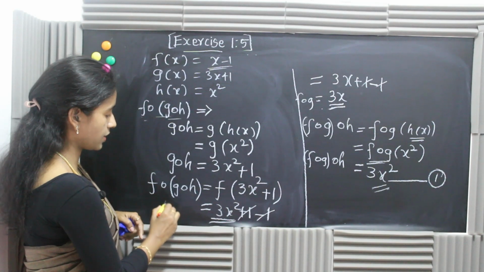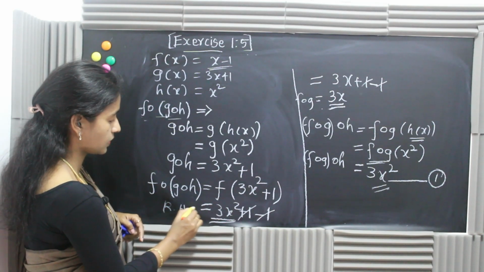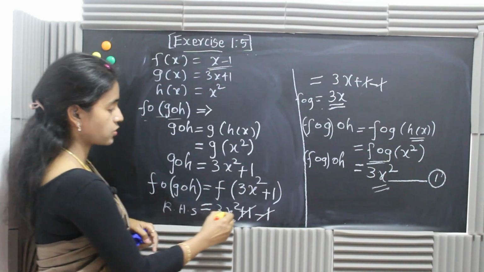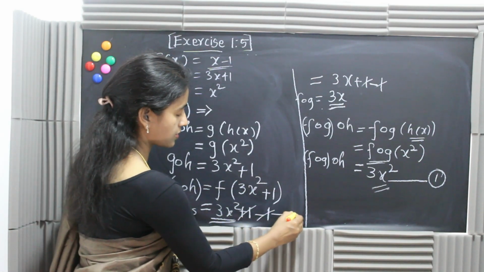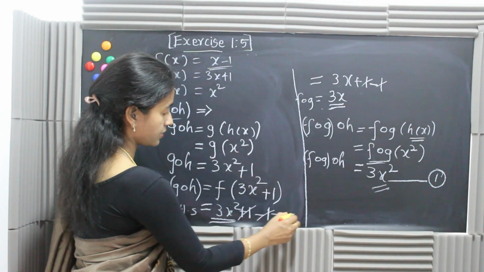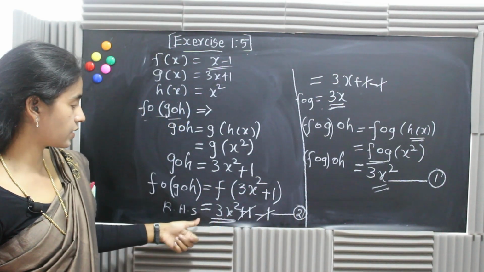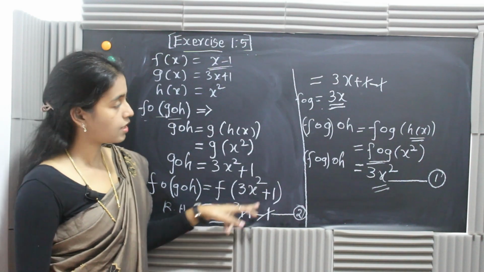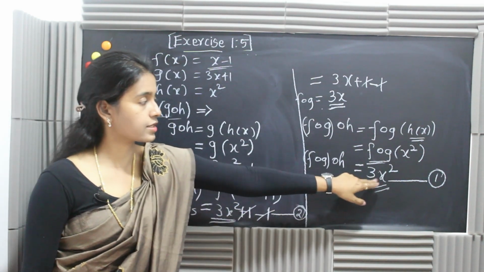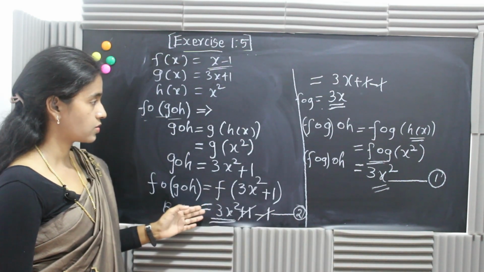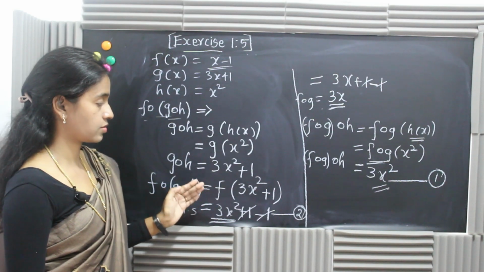This is RHS. RHS means this one, right? So I can take this as equation number 2. So we have gotten RHS is 3x square and LHS also 3x square. So this is the answer.